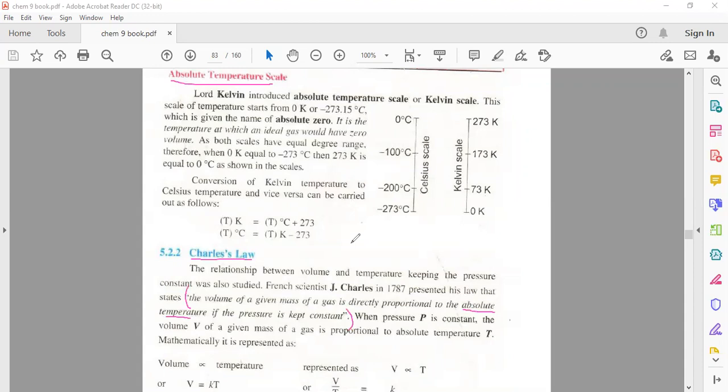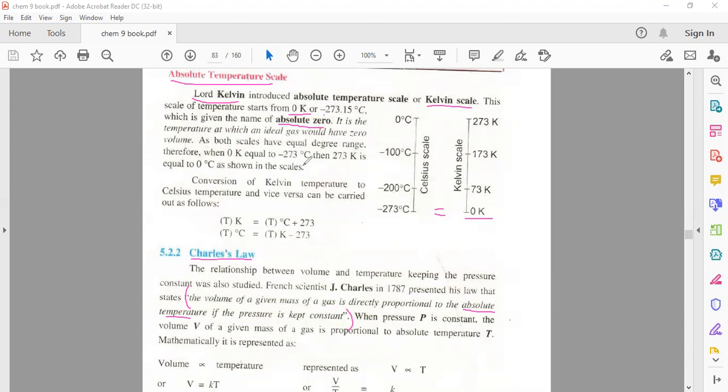The scale to calculate the absolute temperature was introduced by Lord Kelvin. That's why the scale is also called the Kelvin scale. On this scale, the temperature starts from 0 Kelvin, which is equal to minus 273 degrees Celsius. The name given to this temperature is absolute zero, because the Kelvin scale starts from 0 Kelvin, not below 0. So on the Celsius scale, 0 Kelvin is equal to minus 273 degrees Celsius.